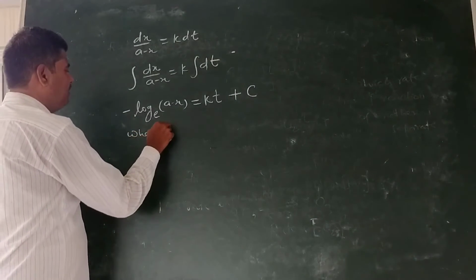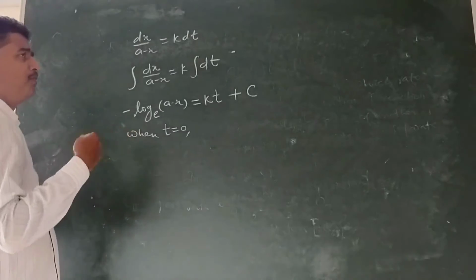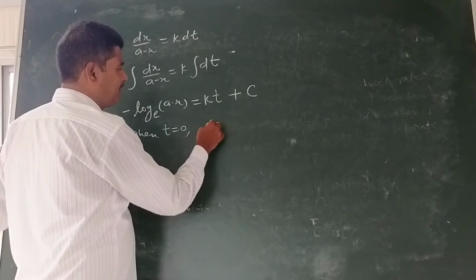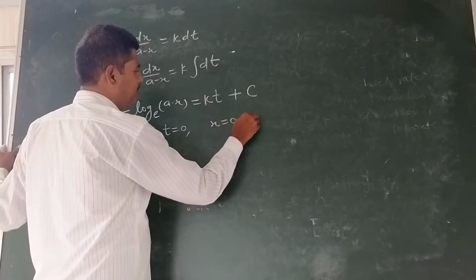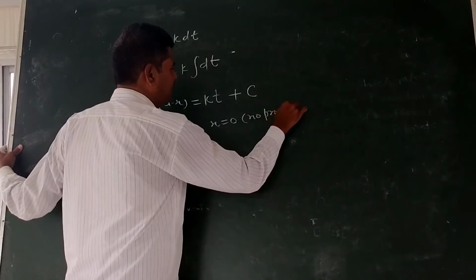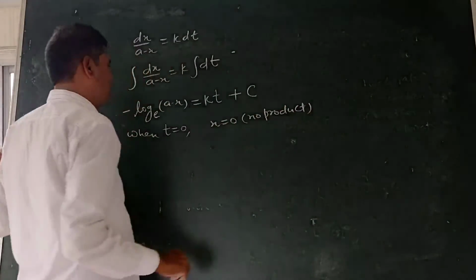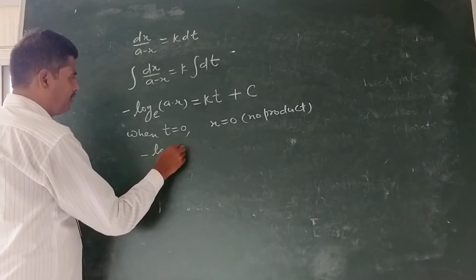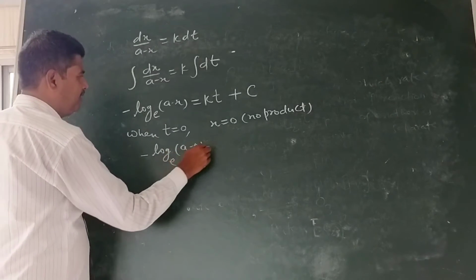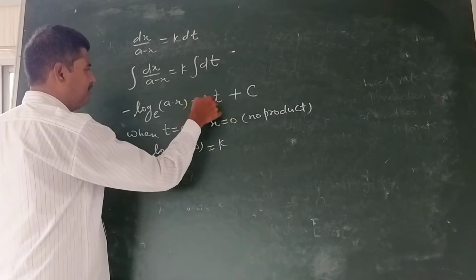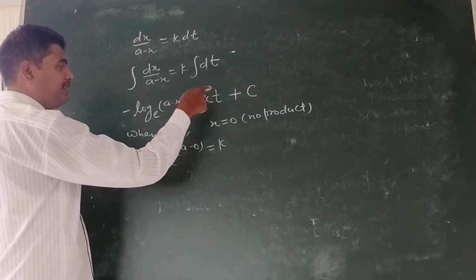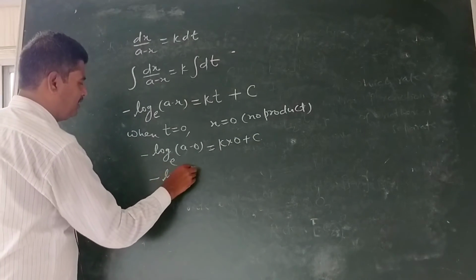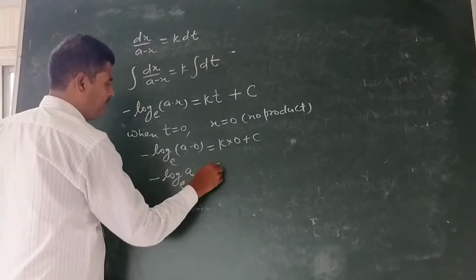When t is equal to 0, there should be no product. That is, the amount or concentration of product, that is x, will be 0. No product initially at t is equal to 0. Thus, minus log A minus 0 on the base e is equal to k times 0, that is the initial step, plus c. Minus log A on the base e is equal to c.